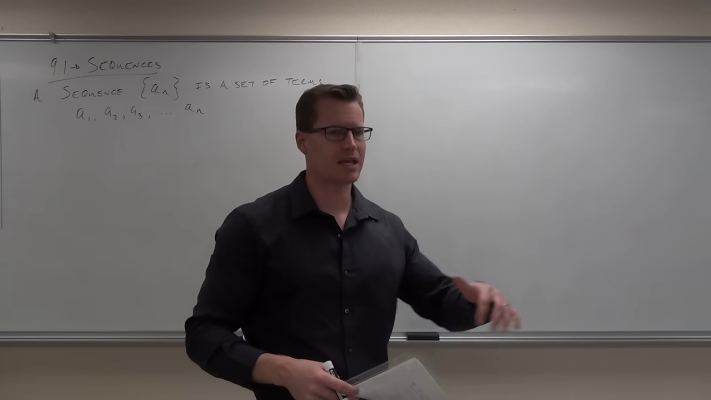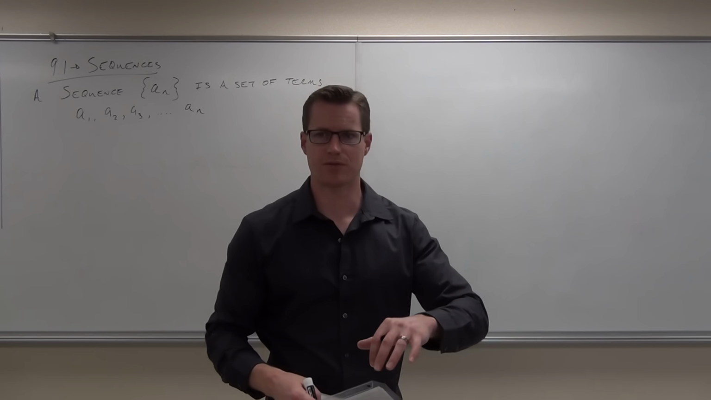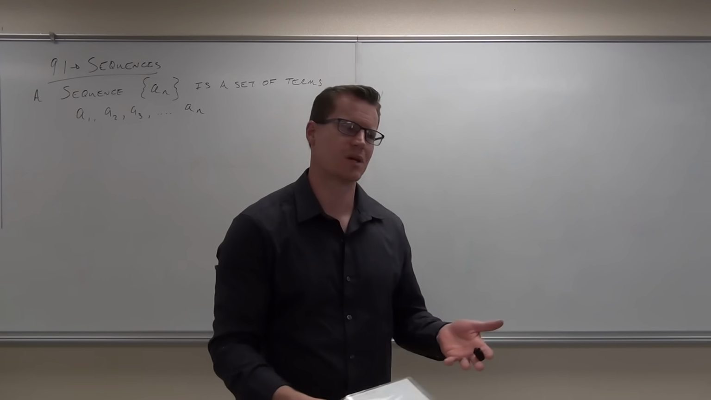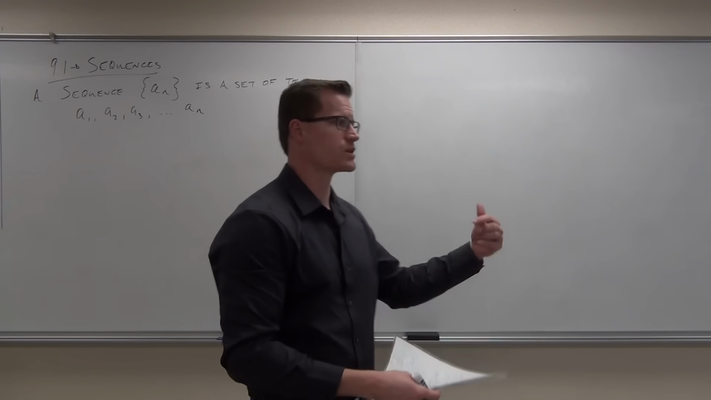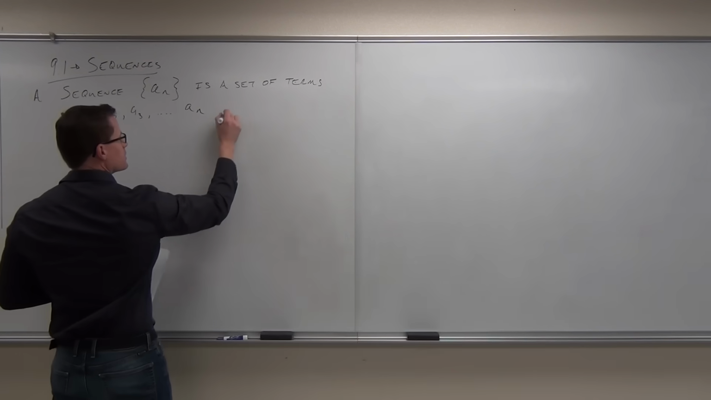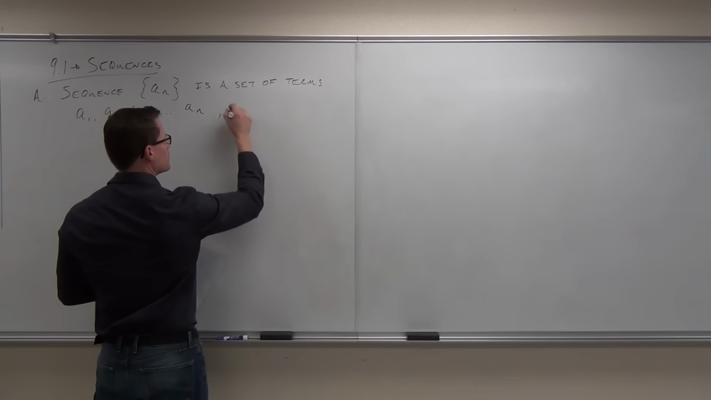We can't have a negative term here. So we say, hey, we have the first term, it's A sub 1. Sometimes you can do like the 0th term, A sub 0. But typically we have A sub 1, A sub 2, A sub 3, A sub 4. So n is going to be our positive integer.